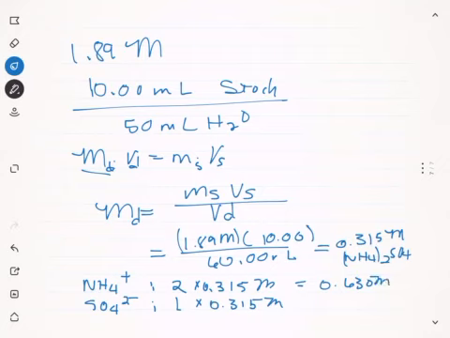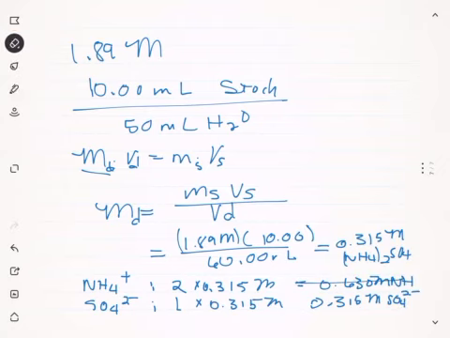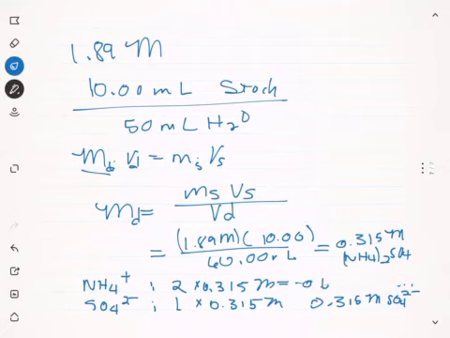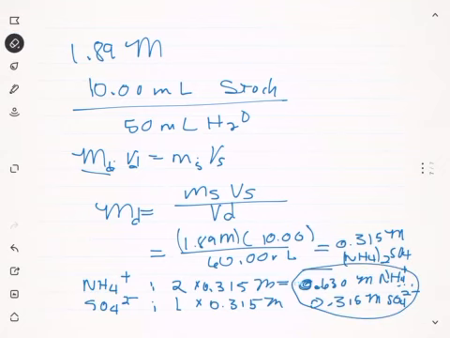0.630 molar for my ammonium and 0.315 molar for my sulfate. And I'm going to try to write this one a little bit more legibly by moving it over. 0.630 molar NH4 plus. Okay, and those are the answers. This is not a minus right there. There we go.